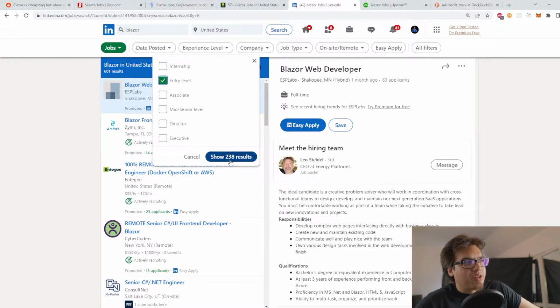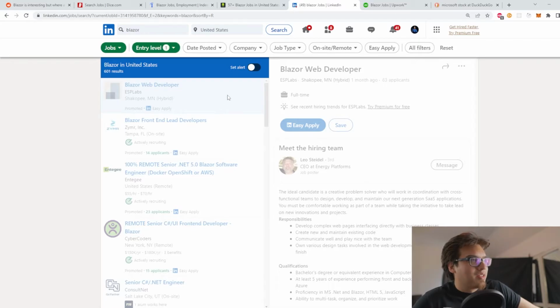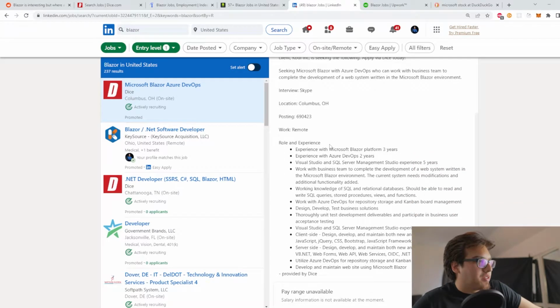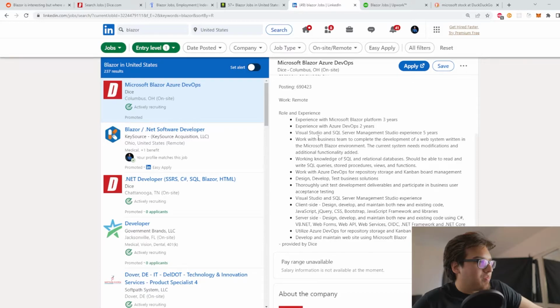Again, you got to take this with a grain of salt. When they say entry level, that can vary. But let's just see what we have for entry level jobs here. Contract entry level. Oh, yeah, that's right. The contracting stuff. You got to be in Columbus, Ohio, so it's not remote. It's unfortunate. But again, 3 years of experience, that is not entry level.